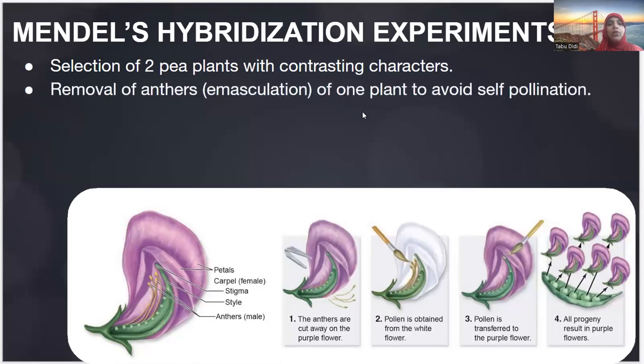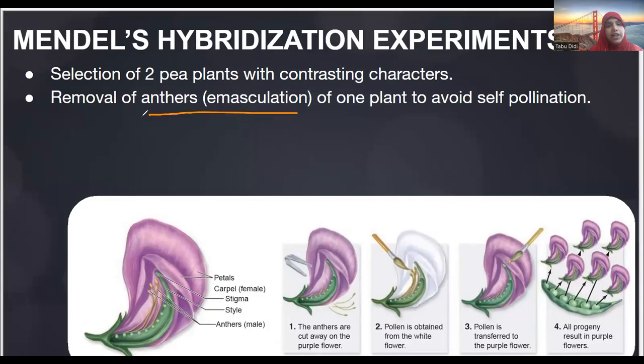Now, out of the 2, for one plant he did emasculation. What is emasculation? Removing of the male part. We discussed emasculation in detail in the first chapter, reproduction in plants. If you have not checked out the video, please go and see that video for better understanding. So emasculation is removal of the anther, the male reproductive part. So the flower is only left with the female part.